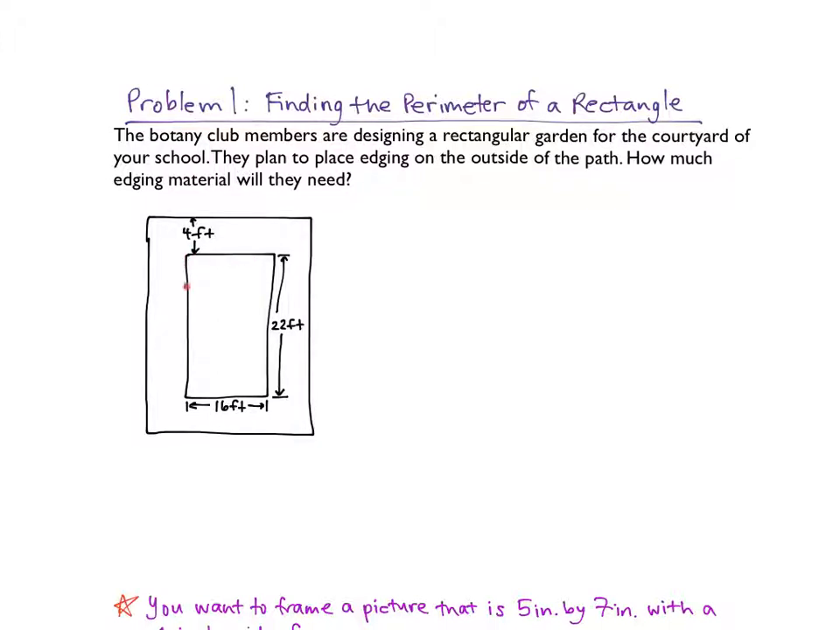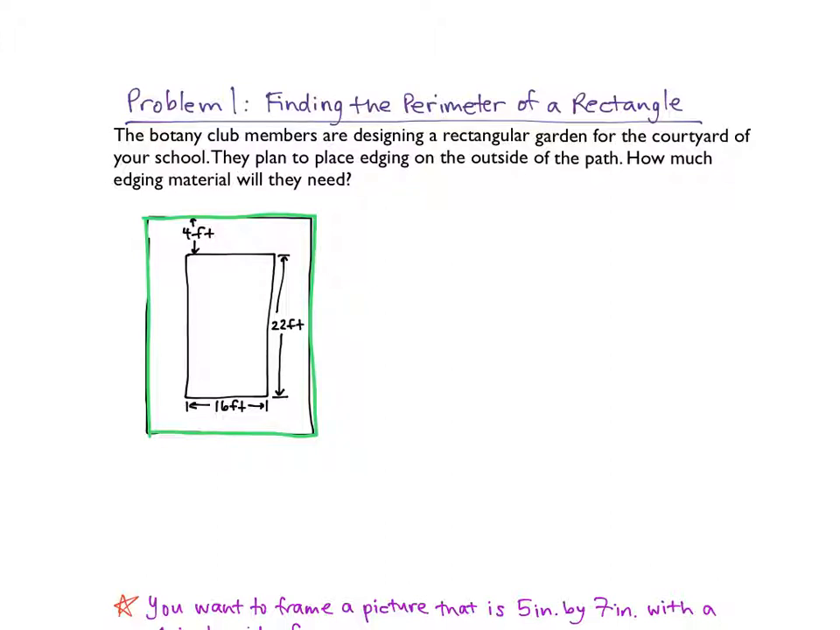Okay, so we have the dimensions of the inside of the courtyard, right? And then this is going to be the path around it. Looks like the path's going to be 4 feet wide. They want to put edging here. So let's make a little mark here. So we're trying to find this green length, like the perimeter, so how much edging needs to go around.